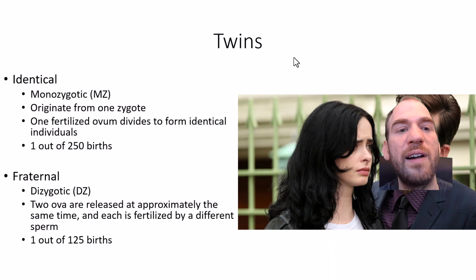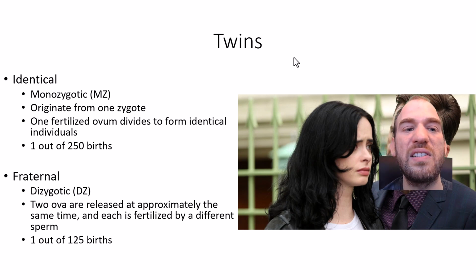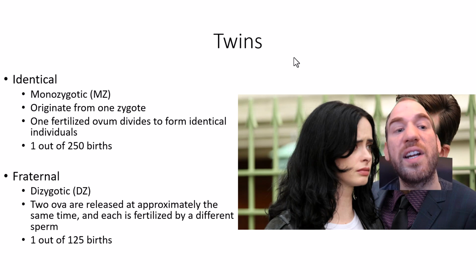Let's talk about the two different types of twins, beginning with identical. This is typically abbreviated as MZ, monozygotic, mono meaning one. They originate from one zygote: one fertilized ovum divides to form identical individuals. This occurs about 1 out of 250 births. And then fraternal twins, typically referred to as DZ: two ova are released at approximately the same time, and each is fertilized by a different sperm. This occurs about 1 out of 125 births.